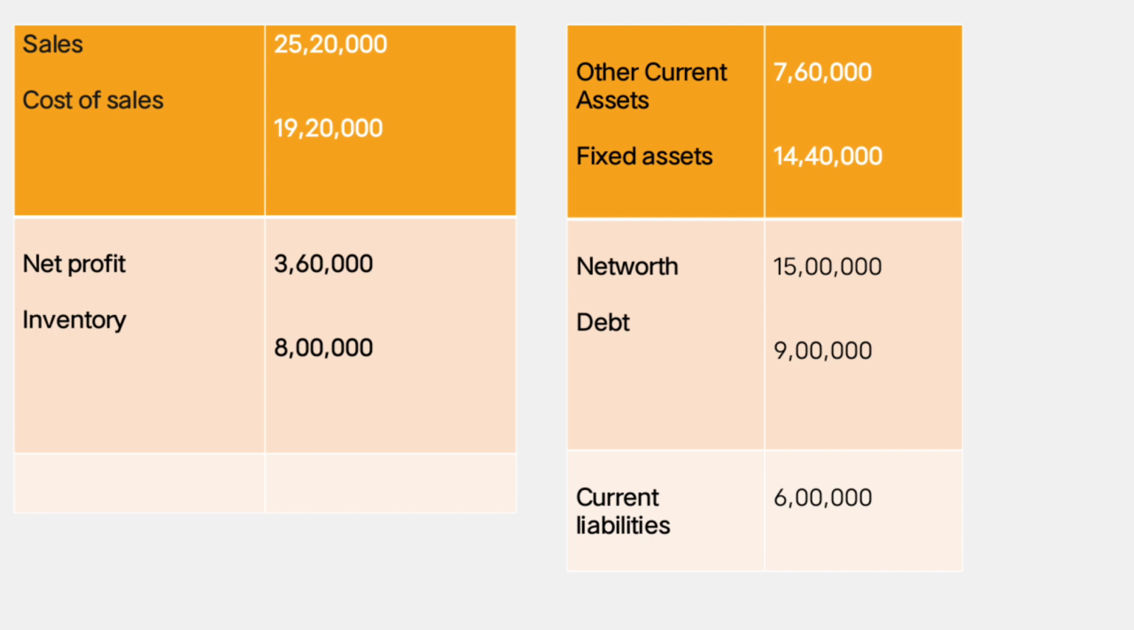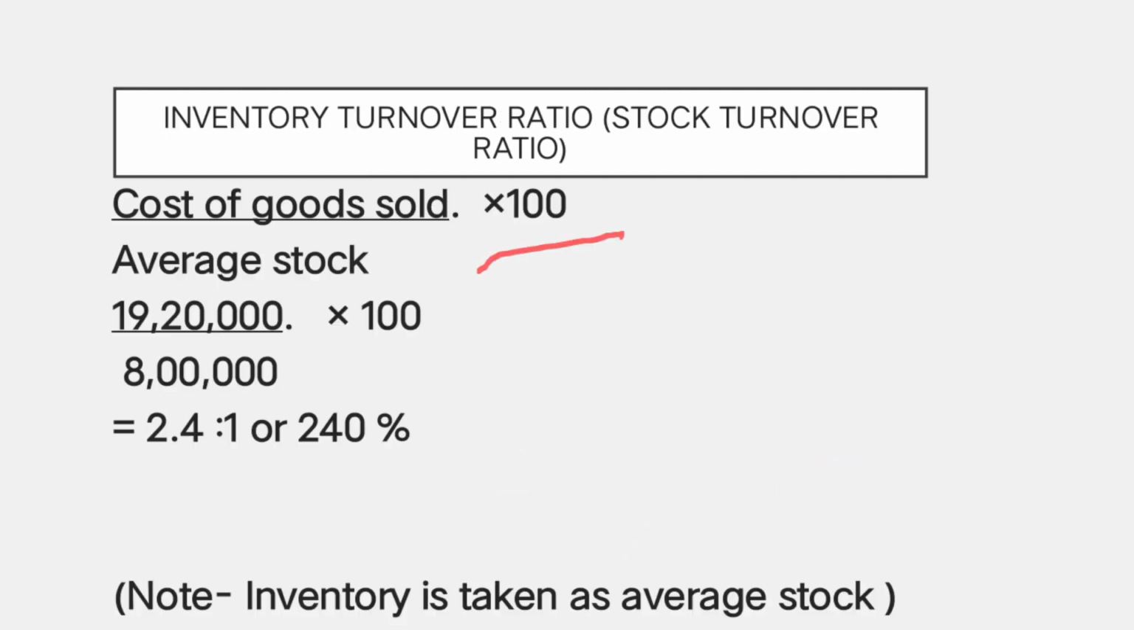Here inventory is given, that is 8 lakh. Only one inventory figure is given, so we'll treat this inventory as average stock. If opening stock and closing stock were both given, then you would add both and divide by 2. Now just inventory is given, so take it directly. Cost of goods sold is 19,20,000 divided by 8 lakh. Here one note is given: for your sake, inventory is taken as average stock. We didn't find average stock; directly inventory is taken as average stock.